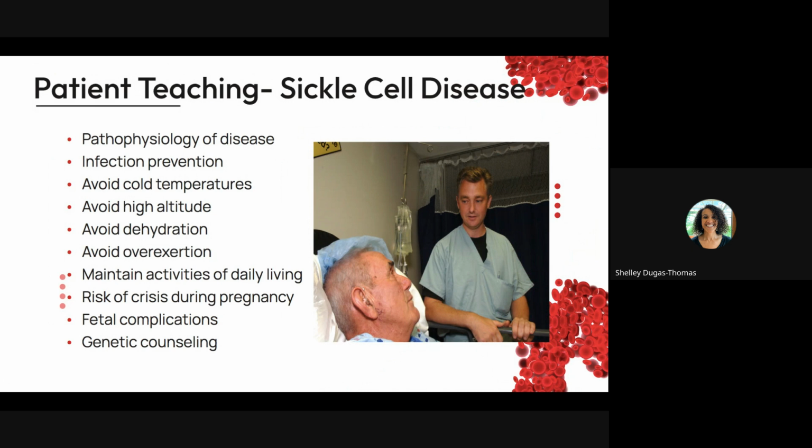Pregnancy is a risk, with a higher chance of crisis during pregnancy. Maternal and infant complications include low birth weight, preterm labor, hypertension, miscarriage, and stillbirth. So there should be increased monitoring for the pregnant person. Genetic counseling is also greatly encouraged for a patient who is a carrier that is planning on having children.